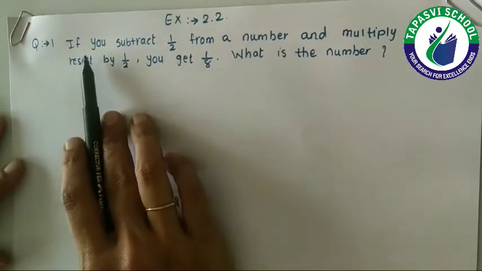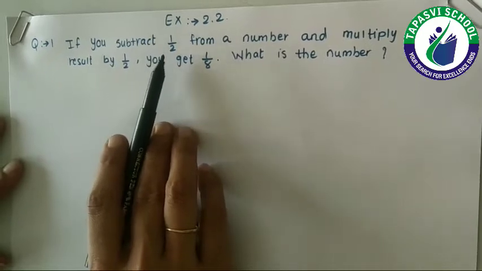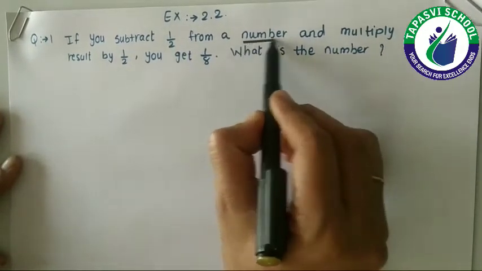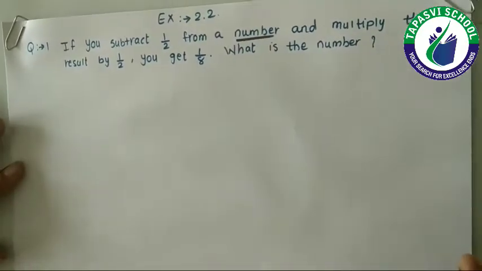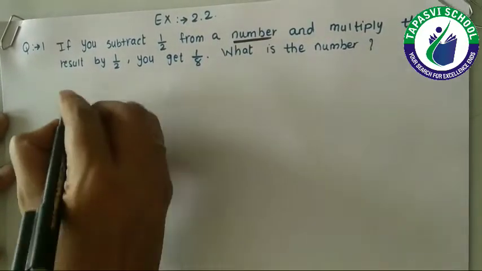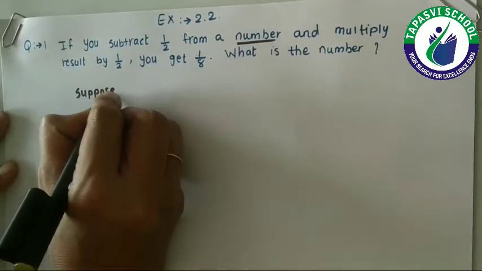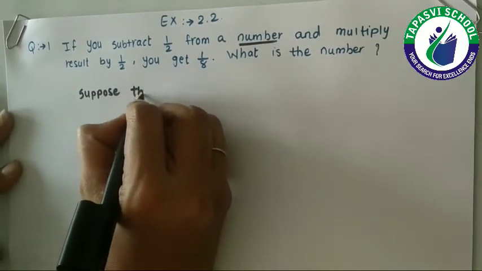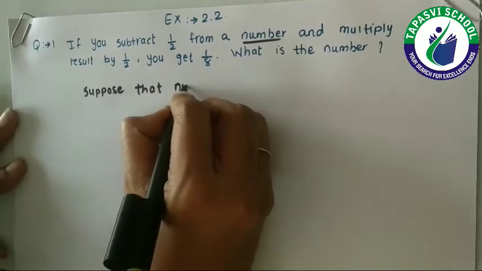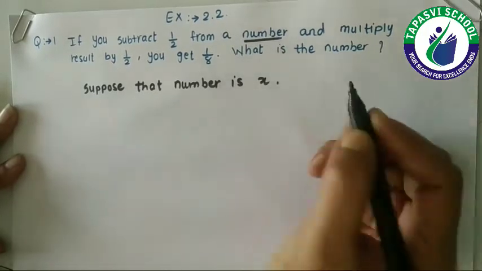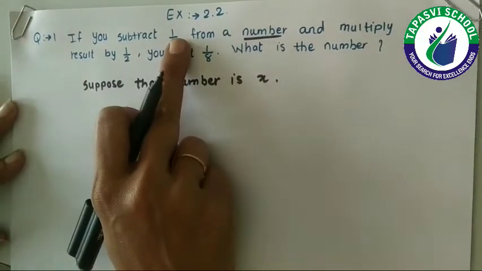Here it is given, if you subtract 1 upon 2 from a number. So here that number is not given, so we have to take certain assumptions for that. So I will assume here, suppose that number is x. Now I can apply this condition.